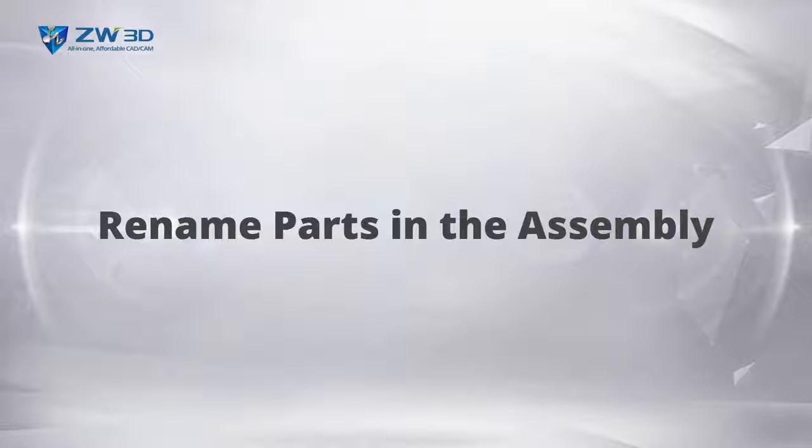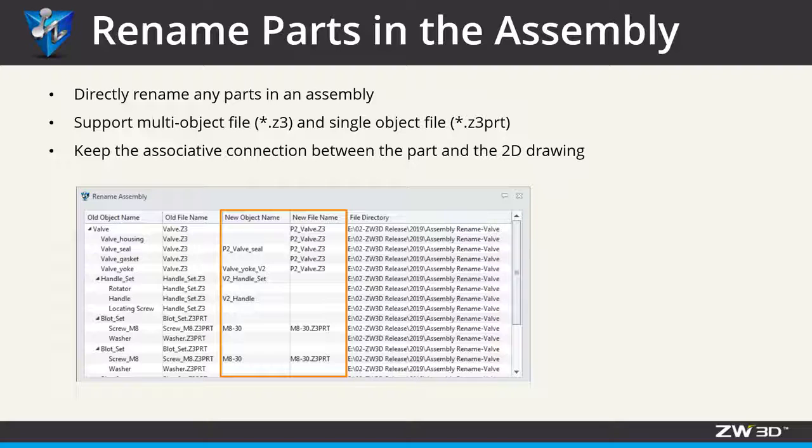Rename parts in the assembly. In ZW3D 2019, the designers can directly rename any parts in an assembly, for a multi-object file or a single object file, while at the same time keeping the connection between the part and the 2D drawing.